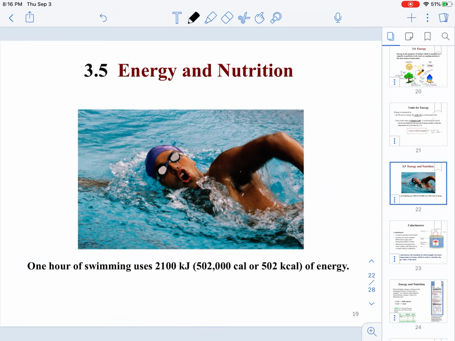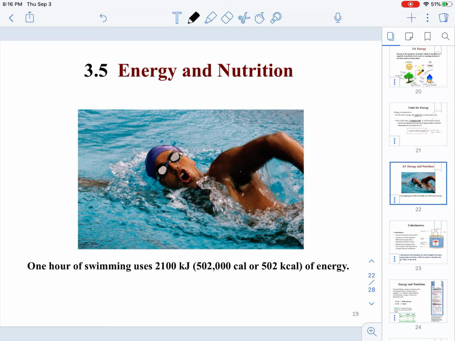In the next section of this chapter, we're going to talk about energy and nutrition. Because it is really important for those students that are in allied health or in general in your life to understand how energy is related to the things that we eat, or it is generated or spent from processing certain biomolecules through the body.